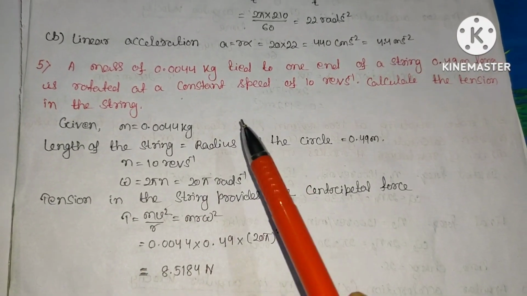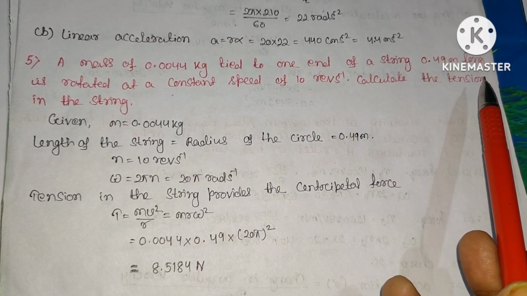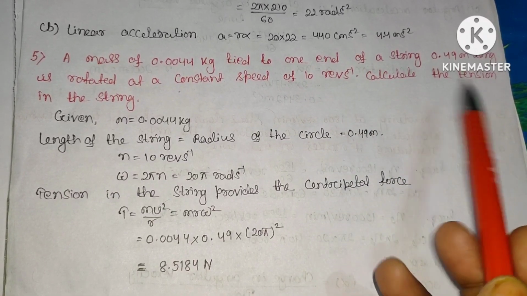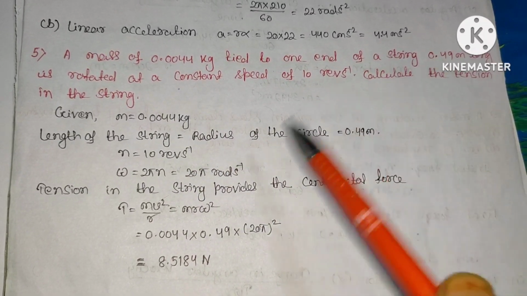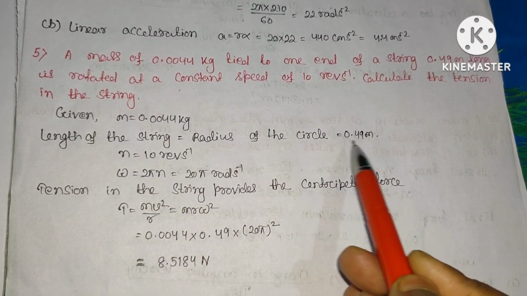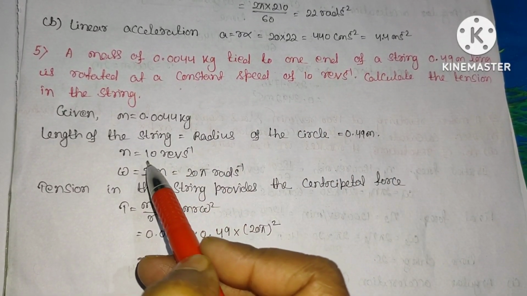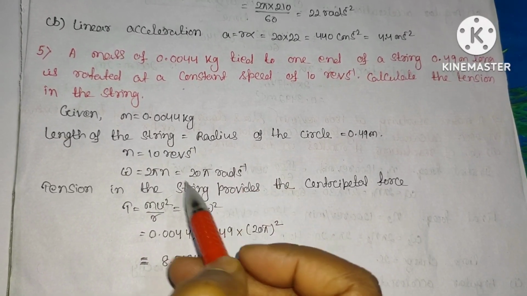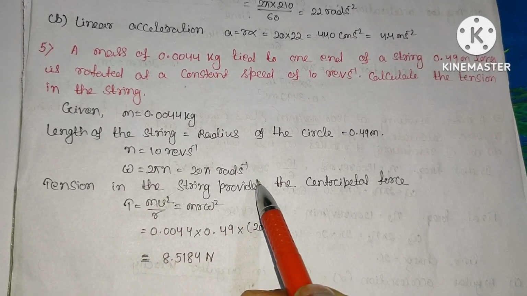The next question is a mass of 0.0044 kg tied to one end of a string 0.49 meter long is rotated at a constant speed of 10 revolutions per second. So calculate the tension in the string. So mass is given as 0.0044 kg. The length of the string is the radius of the circle, because the string will form a circle. So this is 0.49 meter and n, the frequency, is 10 revolutions per second. Angular velocity is 2 pi n. So 2 pi into 10 is 20 pi radian per second.